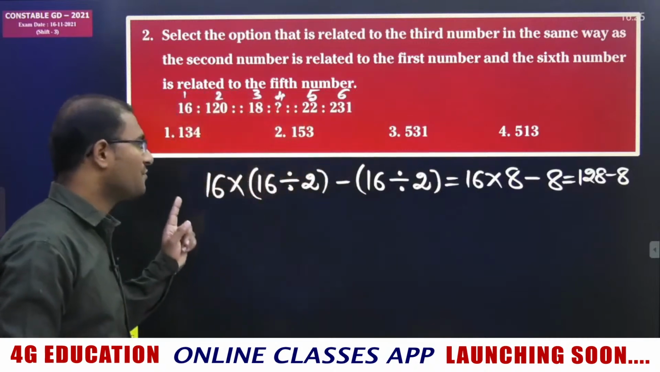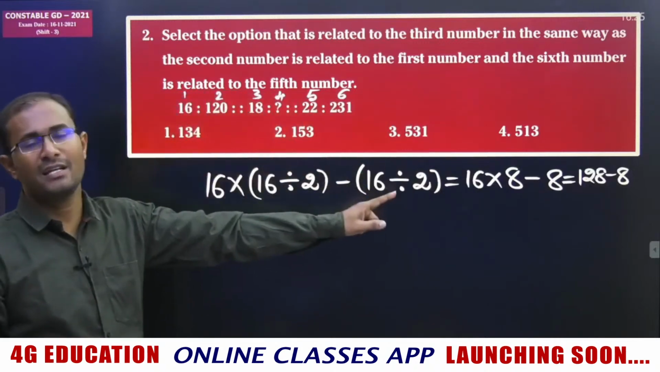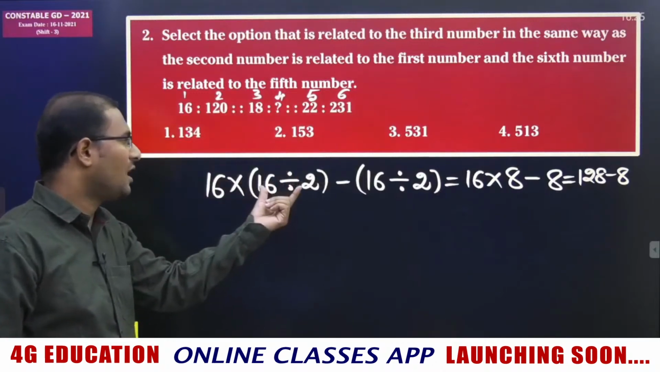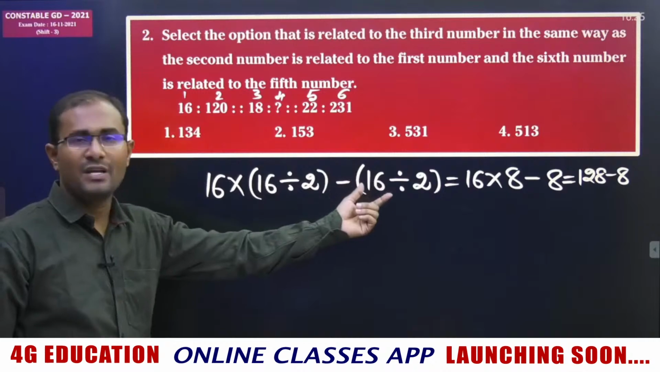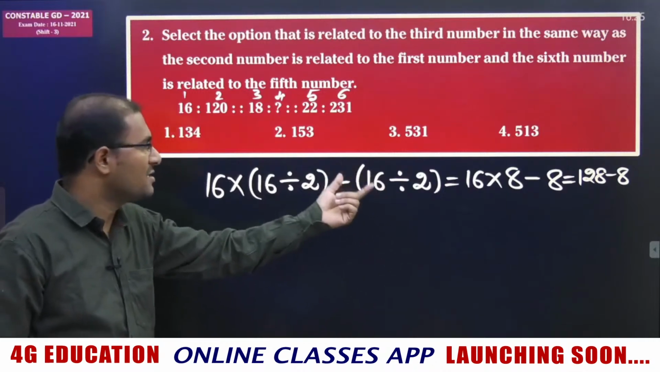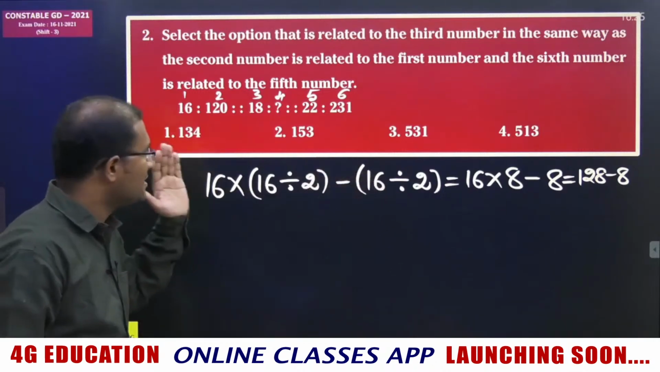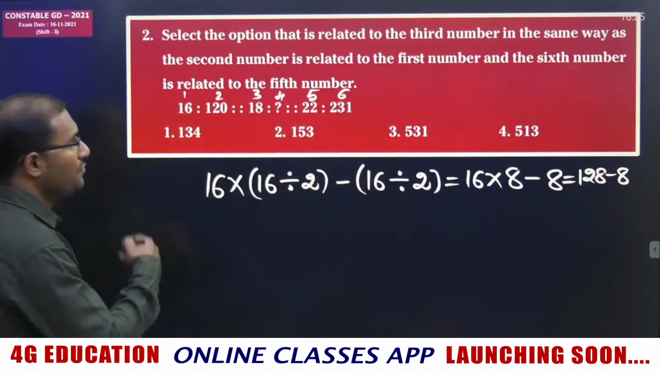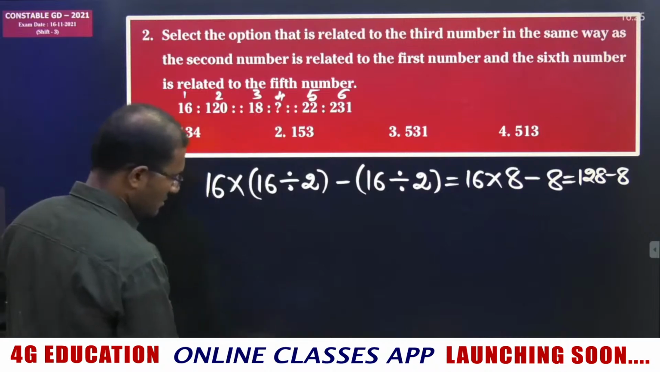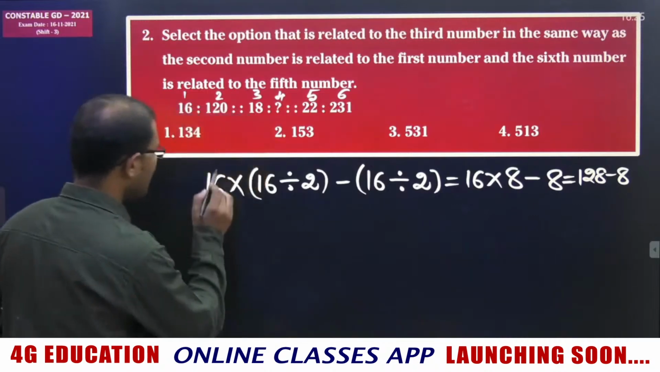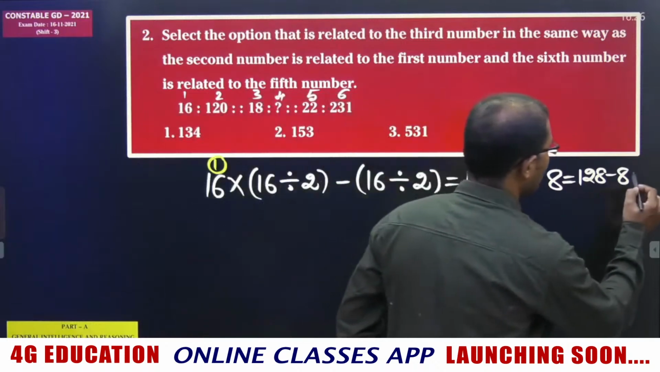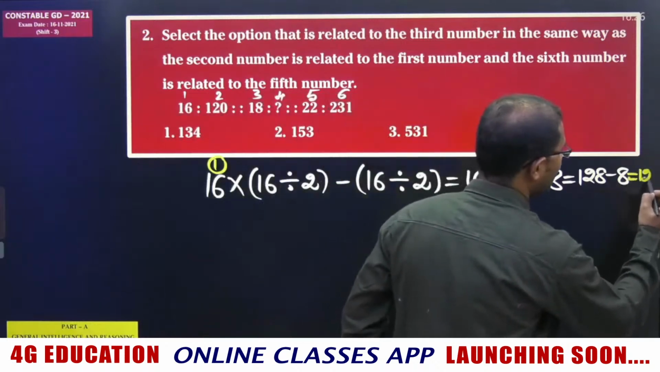It means with the help of the first element we are getting the second element. How? First element into first element half, minus first element half. This is the pattern we have here, and the same pattern is going to be applicable for the fifth element and sixth element also. If you want, you can check here. This is the first element, 16, and 120 is the second element.